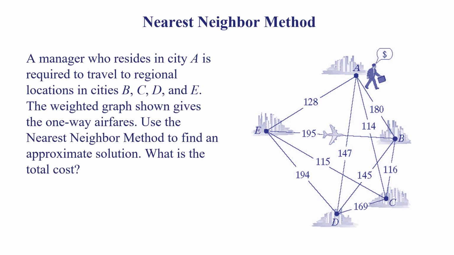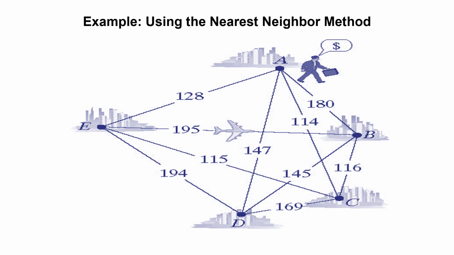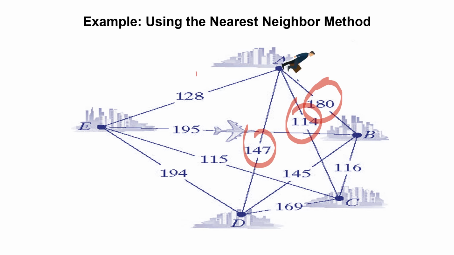We have a manager who lives in city A, and he's required to travel to regional locations in cities B, C, D, and E. The weighted graph gives the one-way airfares. We need to use the nearest neighbor method to find an approximate solution. What is the total cost? First, we decide on a starting point, and we're starting from A. Now, from A, we have 4 choices, but we're going to choose the smallest one.